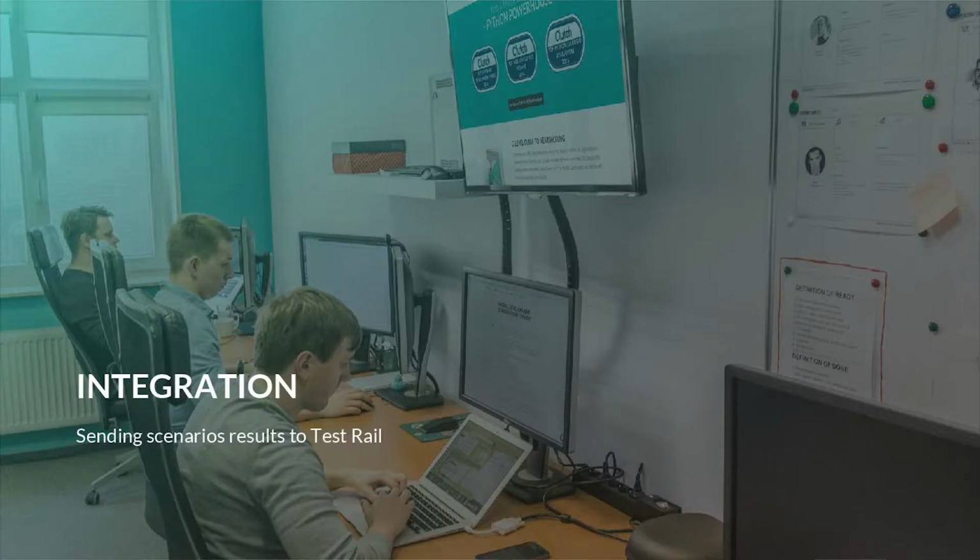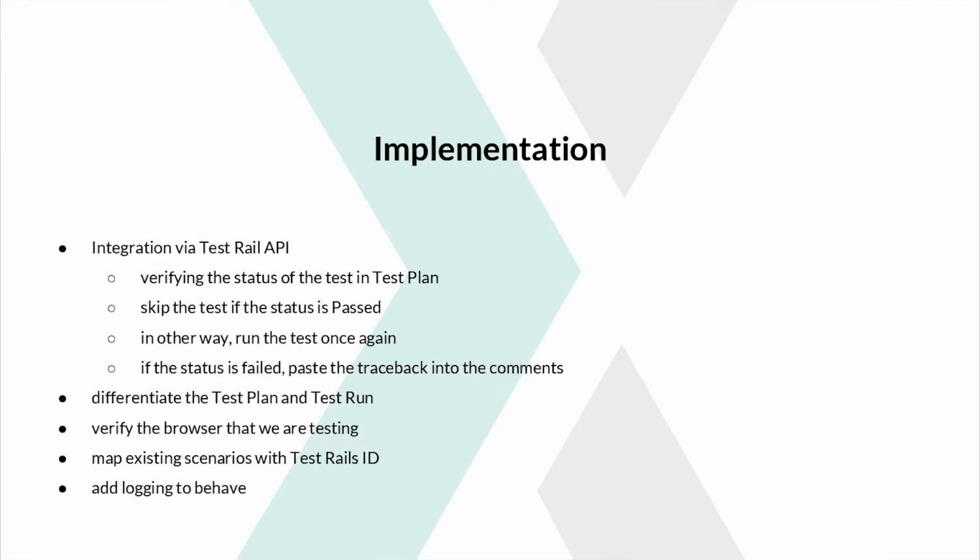Okay, so the integration itself, sending scenario results to TestRail. The implementation goes through the TestRail API. First of all, before every feature that we are testing, we wanted to verify the status of this test in the test plan. We want to skip the test if the status is passed. For example, if we are rerunning the whole scenario and let's say 80% of the tests passed, we don't want to run them once again.